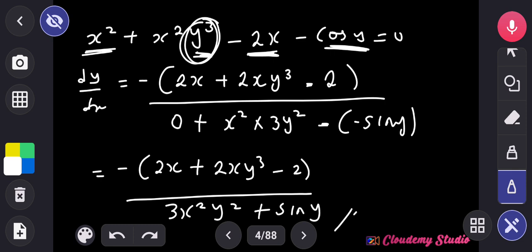So this is how to solve implicit function. You understand? So this is a very simple method of solving implicit function. In the next video, we are going to be talking about how to determine the maximum and the minimum, and also how to determine the turning points of a function. You understand? How to determine the turning point of a function.